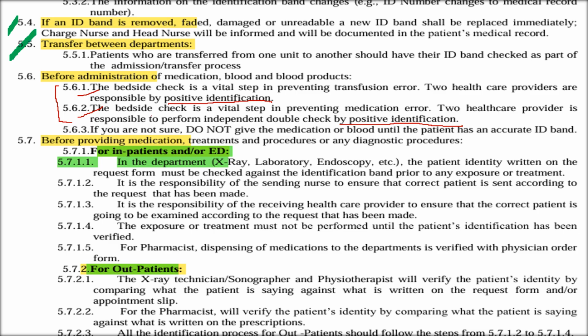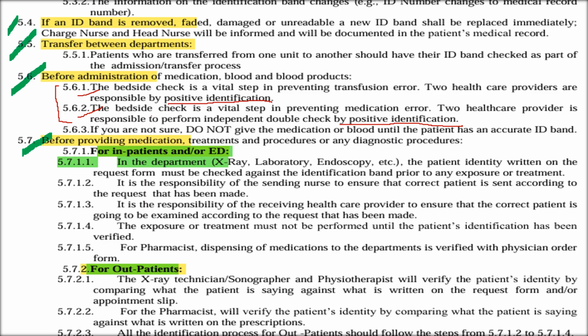Now, transfer between departments. Patients who are transferred from one unit to another should have their ID band checked as part of the admission or transfer process. Now, before administration of medication and blood products, the bedside check is a vital step in preventing transfusion error as well as medication error. So two healthcare providers should be responsible to do the independent double check by positive identification. Now, if you are not sure, do not give the medication or blood products until the patient is correctly identified.